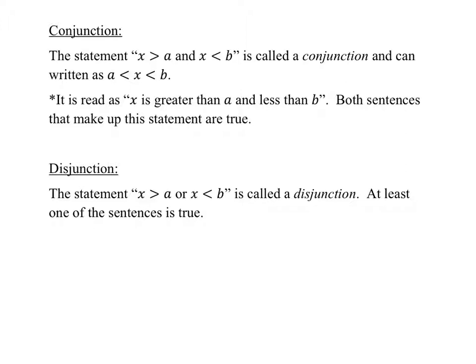We're going to start with the word conjunction, and then we're going to look at the word disjunction. And they're just fancy ways of saying other stuff. So a conjunction is a statement that gives pretty much a range of values that the variable can take on. So the statement, for example, here says that x is greater than a, but x is less than b. So it's between a and b.